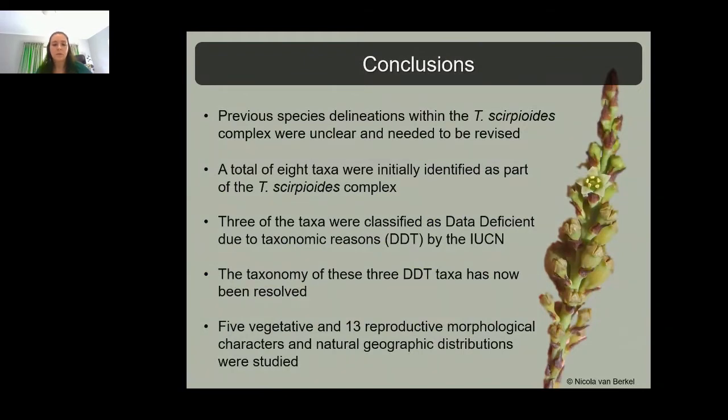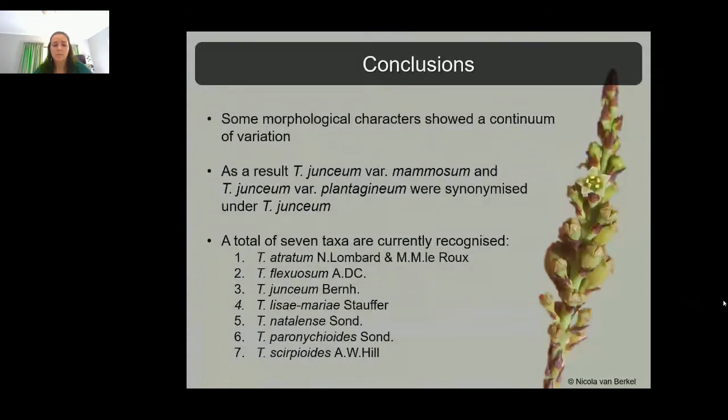So in conclusion, the previous species delineations within the Thesium scirpioides complex were quite unclear and needed to be revised. And then we identified the initial 8 taxa as part of the complex, of which 3 were data deficient due to taxonomic reasons. And this has now been resolved. We then looked at 5 vegetative and 13 reproductive morphological characters, and also the natural distributions of these species. And we actually saw that some of the morphological characters showed a continuum of variation. And as a result, Thesium juncium, var. mamosum, and var. planticinium could not be retained as distinct taxa, and they were synonymized under Thesium juncium. So currently we have 7 taxa that are now recognized.